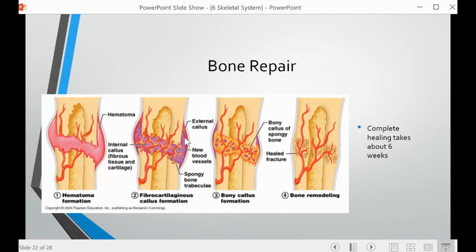And so you can see that we're going to get this sort of callus growing along the outside parts of it. It's going to start to harden a little bit. We're going to get some fibrous tissue and cartilage to regrow through there. We're also going to see new blood vessels growing in, and we're going to see that spongy bone trabeculae starting to grow through. Then we get a bony callus formation because the blood area is going to actually start to harden. And then we're going to get that bone remodeling so that we can get the formation of the medullary cavity again, and have spongy bone and compact bone.